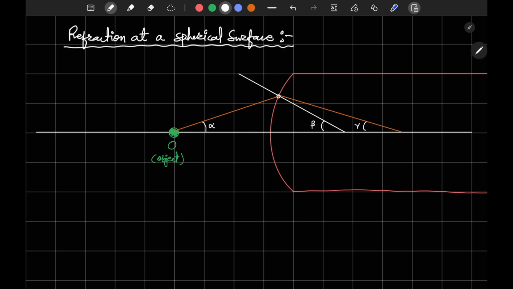Also, let's mark the point of incidence to be A and the point at which the principal axis cuts the spherical surface to be P. The point at which the ray will cut the principal axis will be forming an image. So with this, we have our diagram ready.